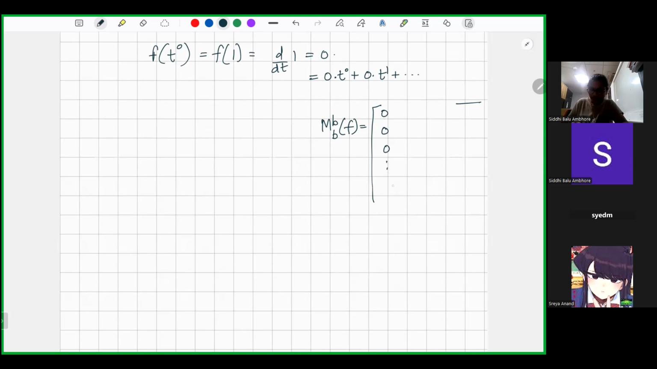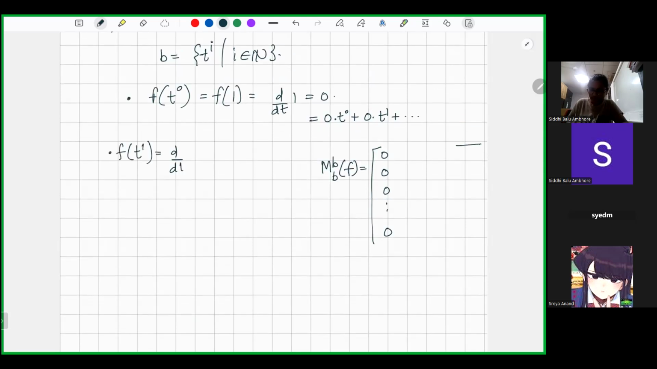Now f of t to the power 1. So d by dt of t, that is 1. So this is 1 times t to the power 0 plus 0 times t to the power 1 plus 0 times t squared and so on. Now I will again align them in the second column. This is my f of t to the power 0, this is f of t to the power 1, and this is 1, and then the rest are all zeros.